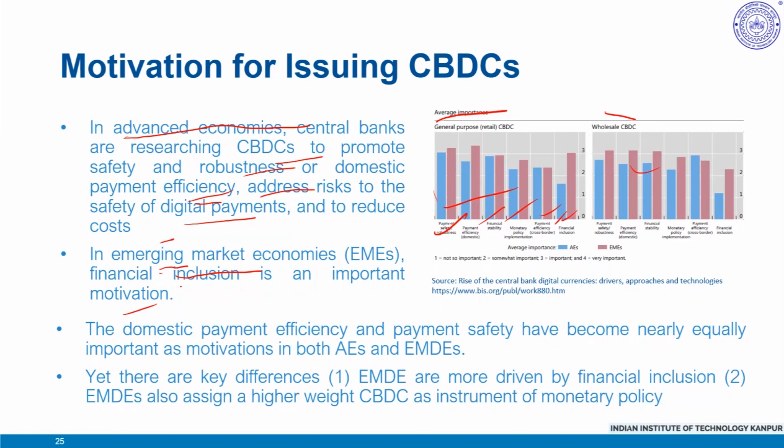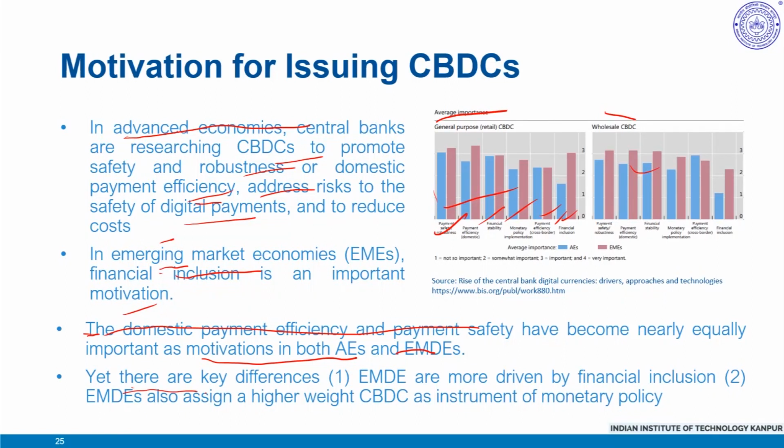Over the period, the motives of advanced economies' and emerging market economies' central banks for considering the issuance of a retail CBDC are converging. The domestic payment efficiency and payment safety have become nearly equally important motivations for both advanced economies and emerging market economies. Both the advanced economies and emerging economy central banks are also attaching about the same weight to the financial stability and cross-border payment efficiency reasons.